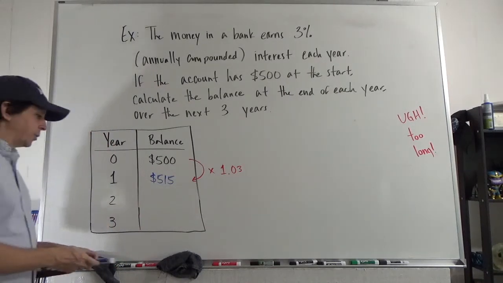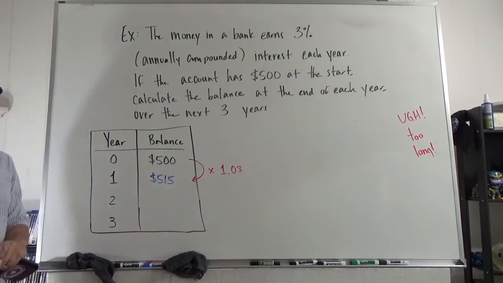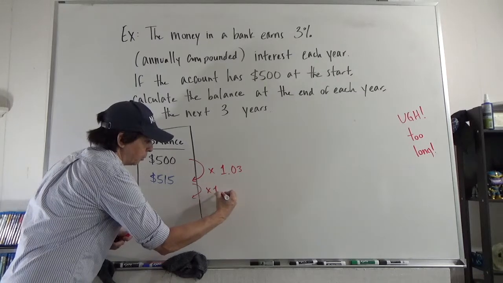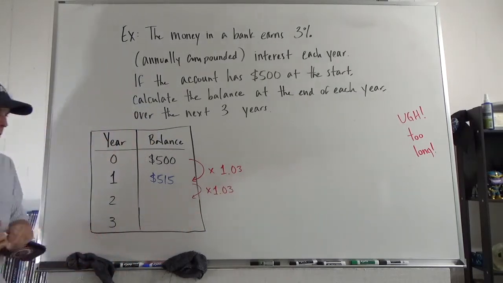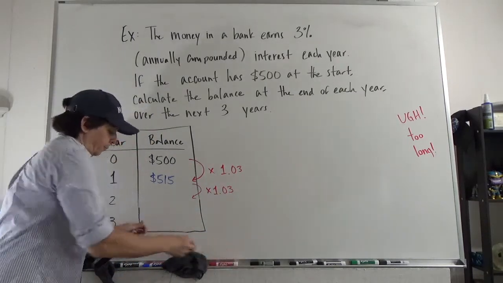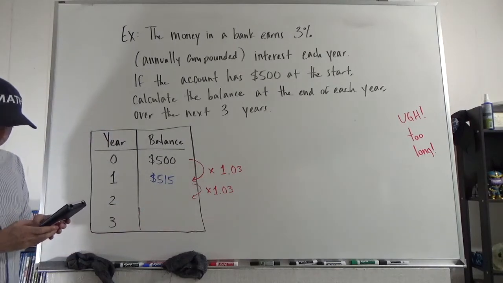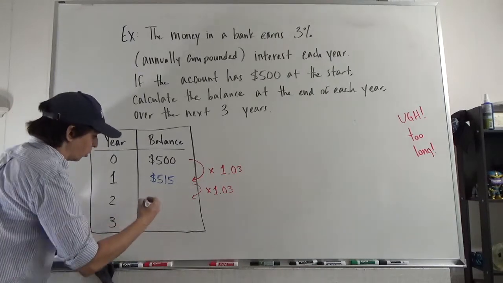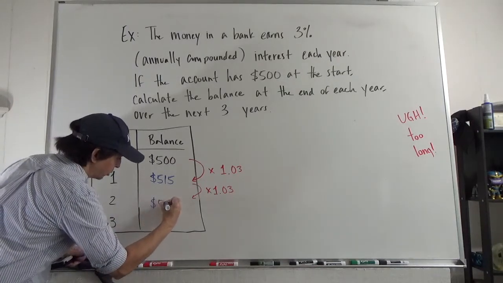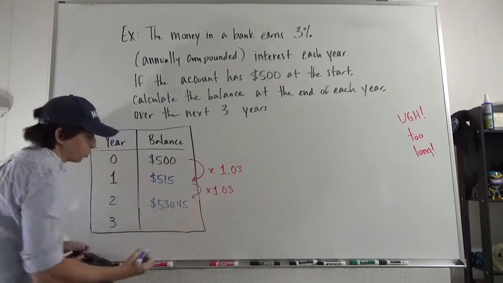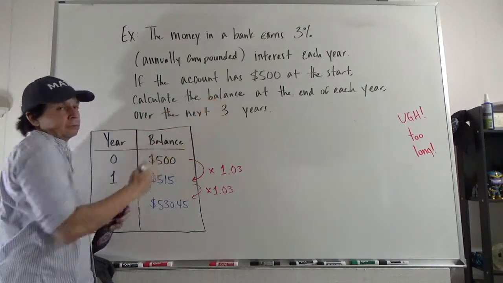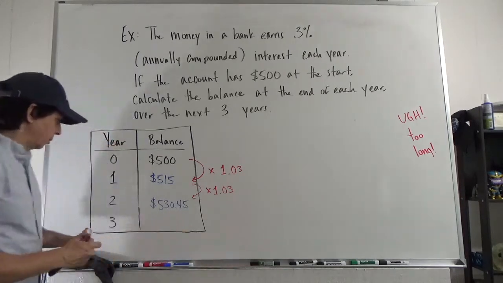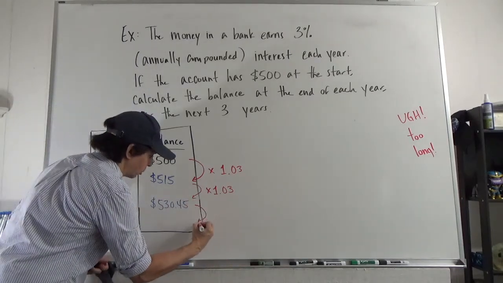What do we do with that 515? Well, we earn 3% interest on that, so our balance will be that increased by 3%. So we multiply by another 1.03. $530.45 takes us to the total without giving us the actual interest, but we don't care. I just wanted the balance at the end of the year. I don't need a breakdown of the interest and the total. I just want the total.